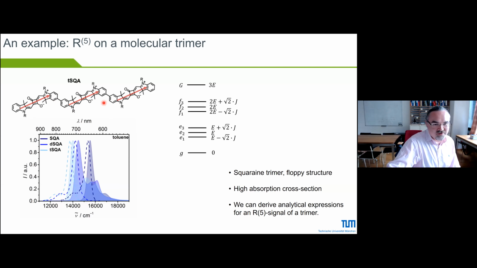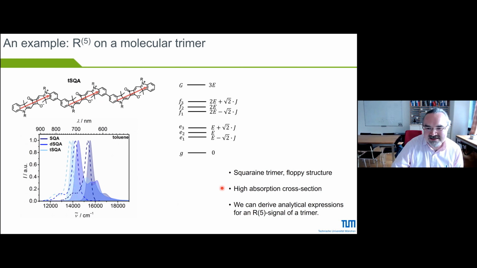You can also look at trimers like the one we have here. And as you can see, when you make a trimer like this, or you ask Christoph Lambert very nicely to make a trimer like this for you, then you will see that the coupling is fairly strong. This is monomer, dimer, trimer. So what we're looking at is a coupling in the range of 700 wave numbers between the monomers. And all things considered, this puts us safely in the Redfield regime.